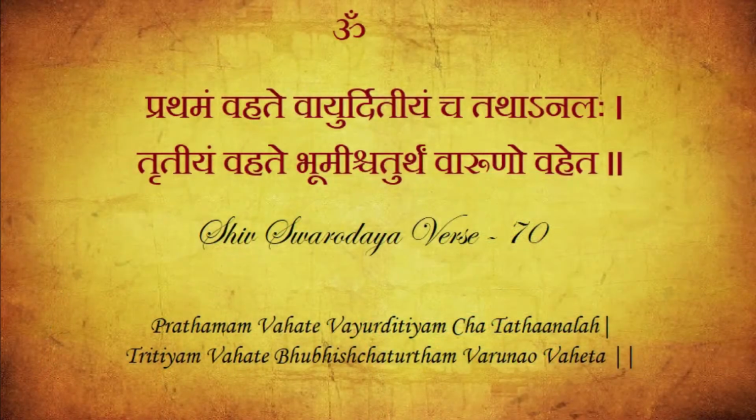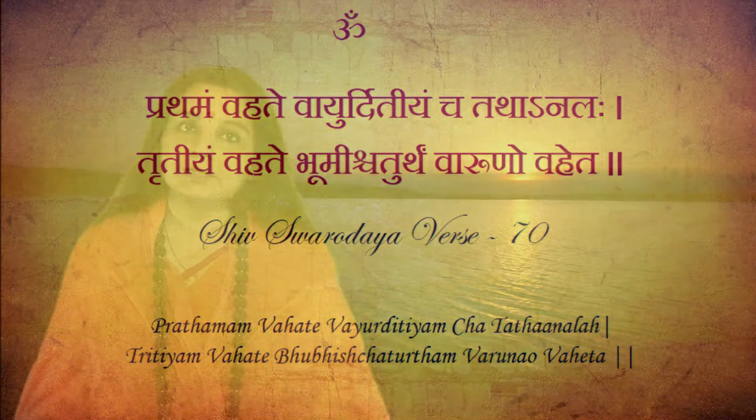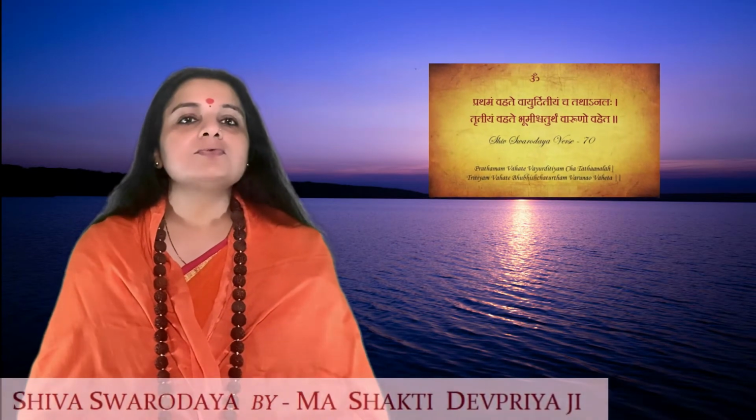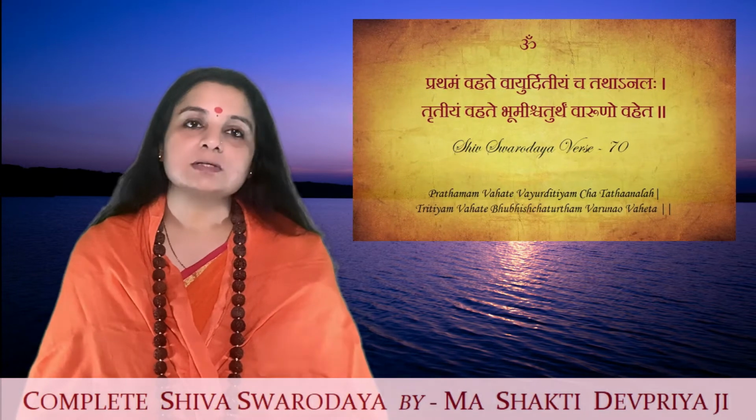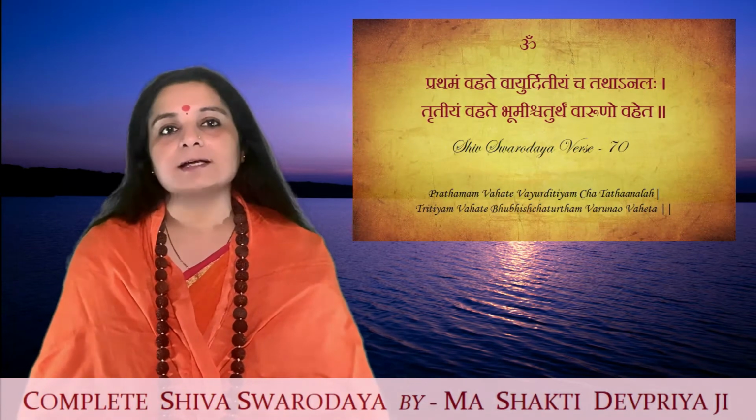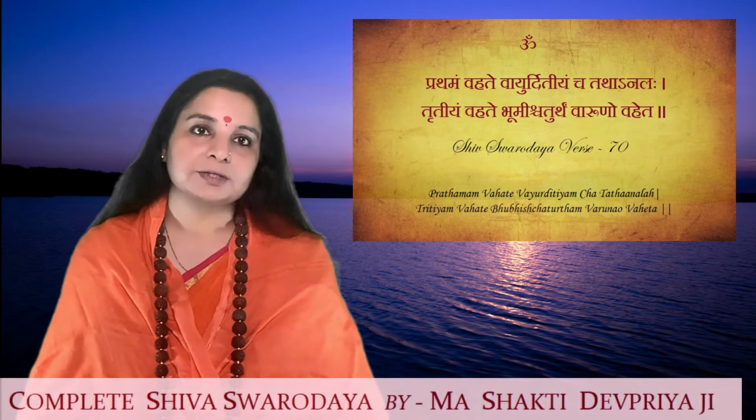Prathamam vahate vayur dityam cha tatha analah. Trityam vahate bhumish chaturtham varuno vahet. It means first air element gets active, next fire is active, third is earth, and then water gets active during the flow of the swar.